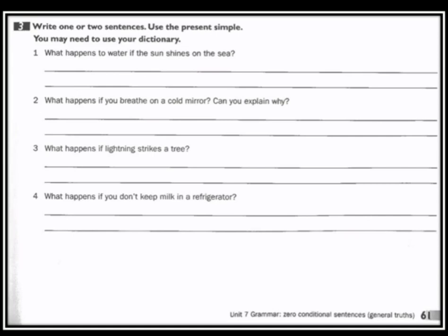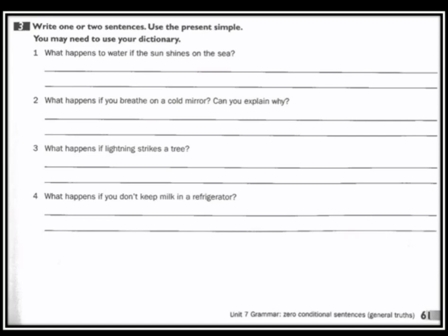Now let's go to question number 3. What happens if lightning strikes a tree? If lightning strikes a tree, the tree burns.